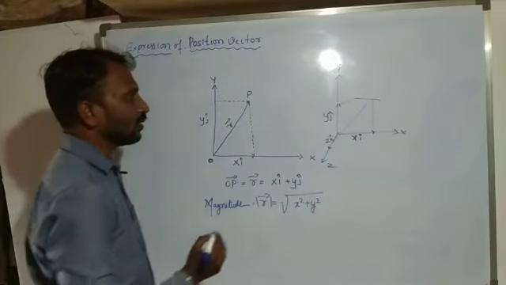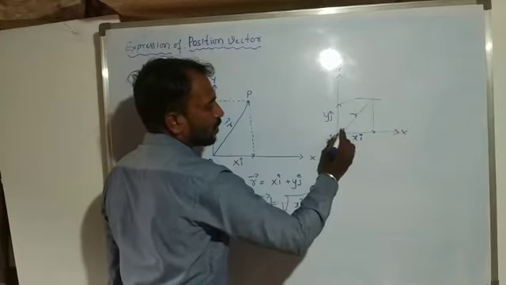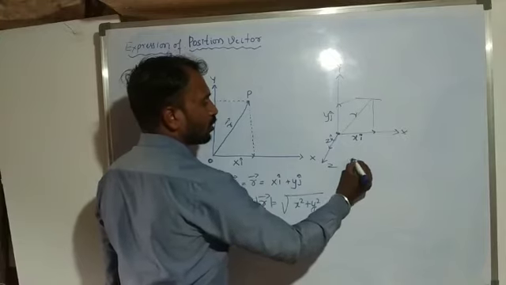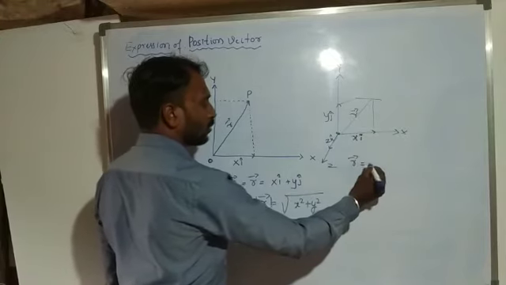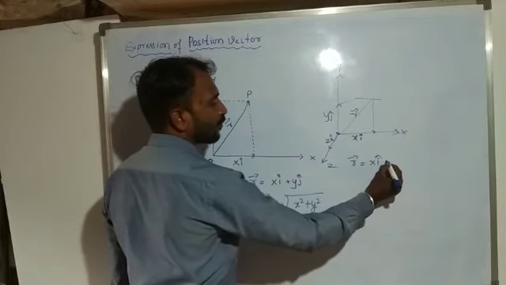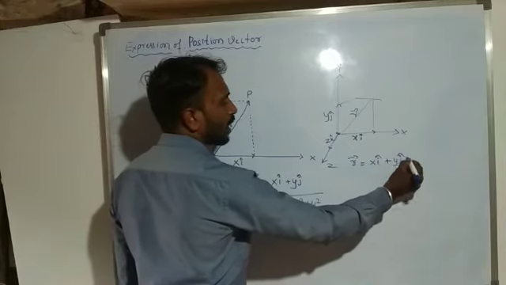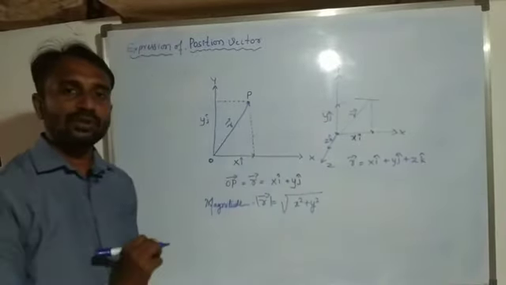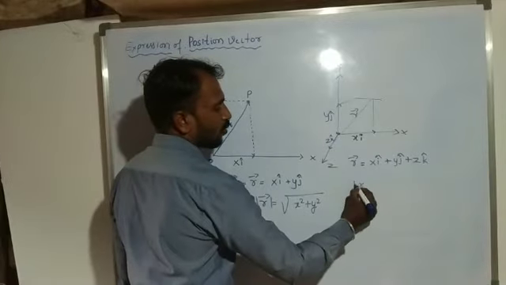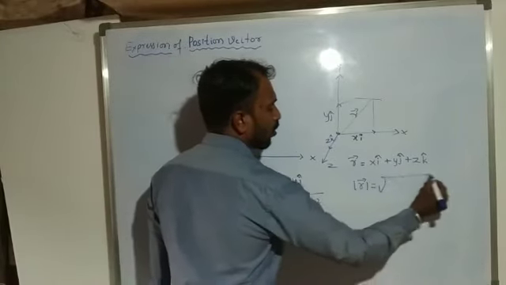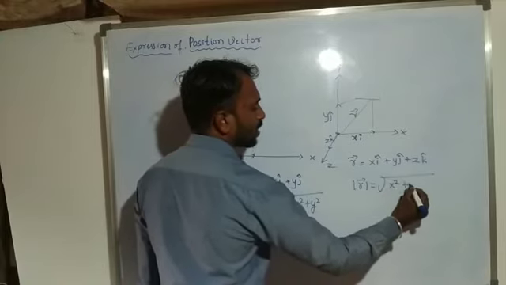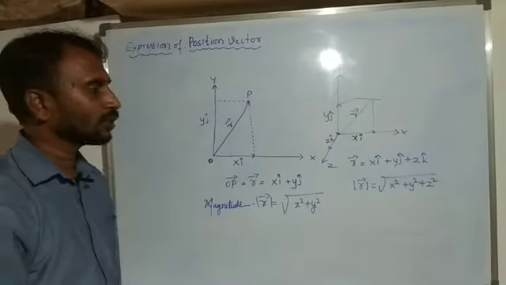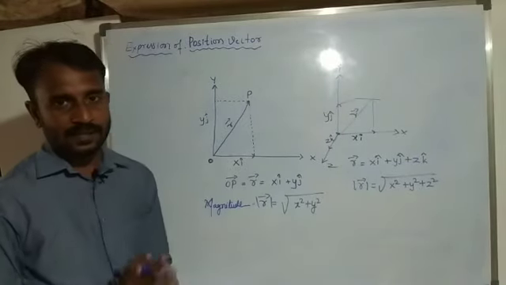So this one we consider a position vector, it starts from the origin. The position vector r is equal to x i cap plus y j cap plus z k cap. Suppose we want to find the magnitude of this position vector, it means the modulus of vector r is equal to the whole root of x square plus y square plus z square. x, y, z are the components along the x-axis, y-axis and z-axis.